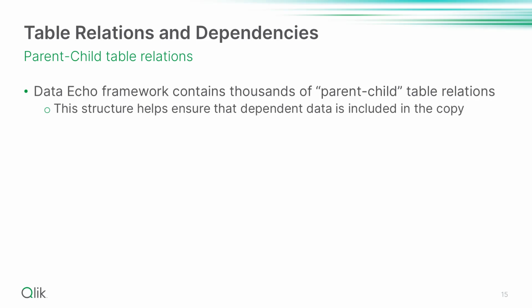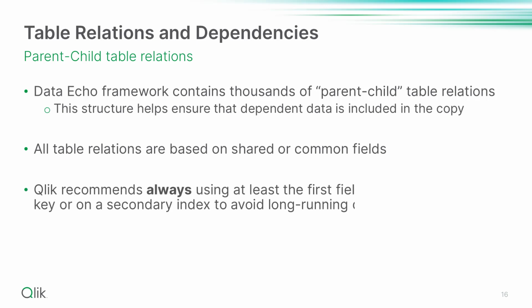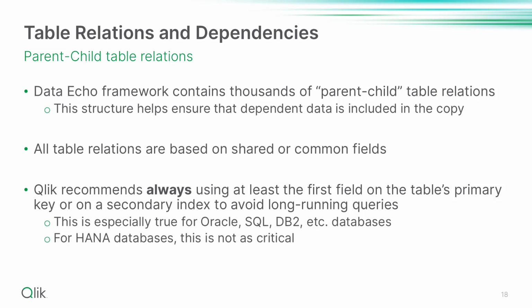Since Data Echo is used to copy data subsets, its framework contains thousands of parent-child table relations to help ensure that dependent data is included in the copy accordingly. All table relations in the Data Echo framework are based on shared or common fields. It is Qlik's recommendation to always use at least the first field on a table's primary key or on a secondary index to avoid long-running database queries. This is especially true for Oracle, SQL, DB2 databases, and the like. For HANA databases, this recommendation is not as critical.